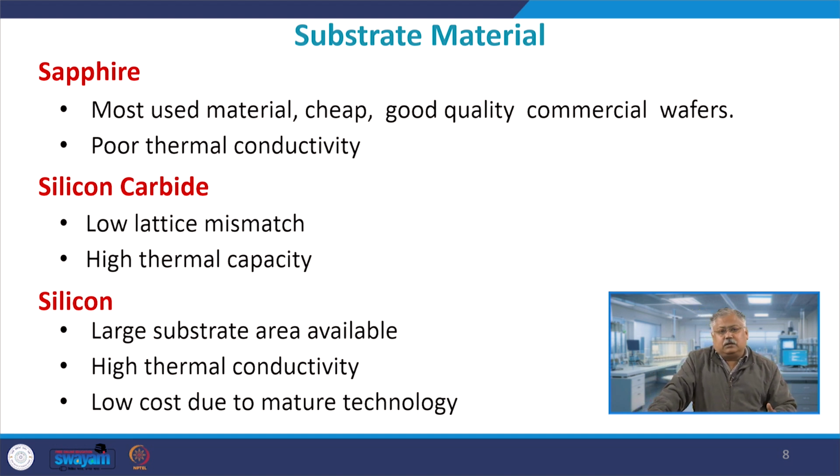Let's look at the last candidate, silicon. It has a high thermal conductivity, and therefore there is typically no probability of formation of hotspots within silicon itself because of its high thermal conductivity. Large area is available, and the cost is also relatively low because silicon technology is a very mature technology in terms of production and deliverable, and that's the reason you will automatically have a much more mature technology in case of silicon.